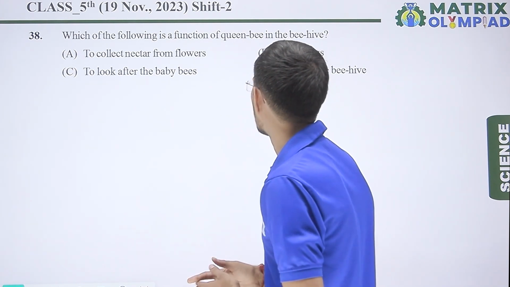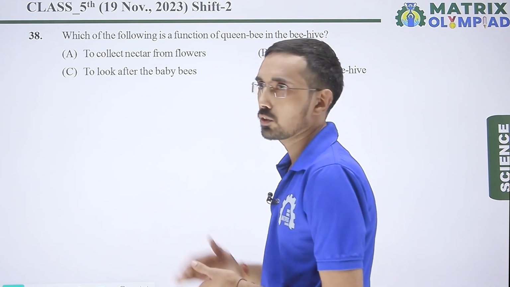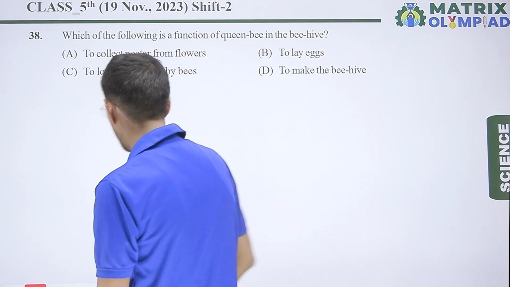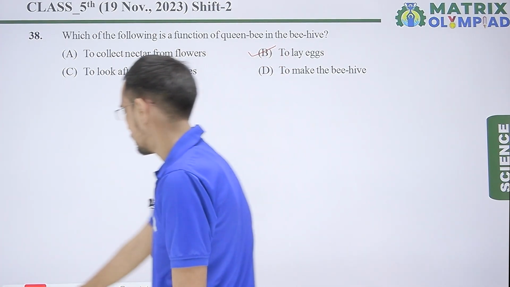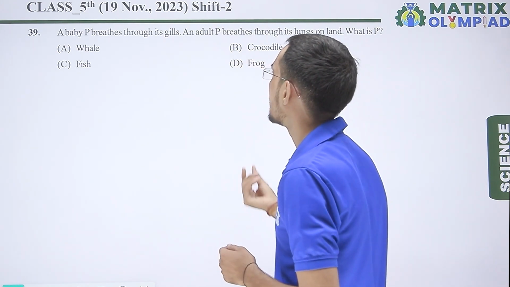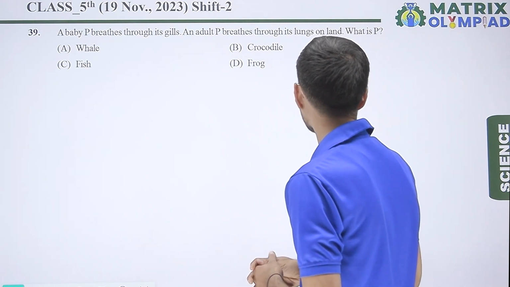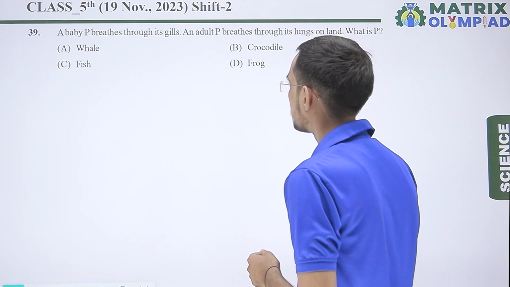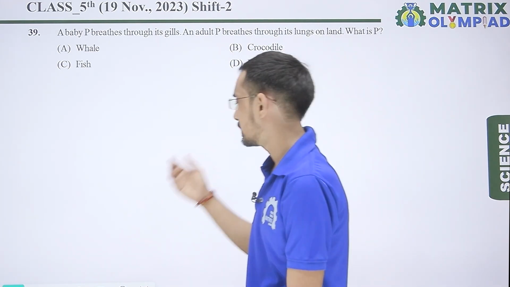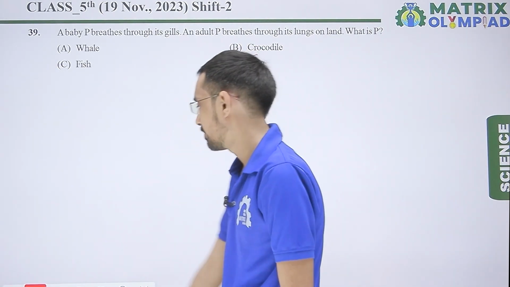Which of the following is a function of the queen bee in the beehive? The function of the queen is to lay eggs. So correct option will be option B. Next one, a baby pea breathes through its gills, an adult pea breathes through its lungs on land. What is pea? We have to find out the correct option for the pea, and it is a characteristic of frog. So correct answer will be option D.